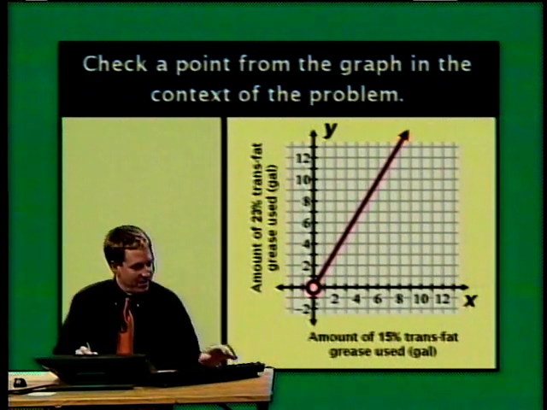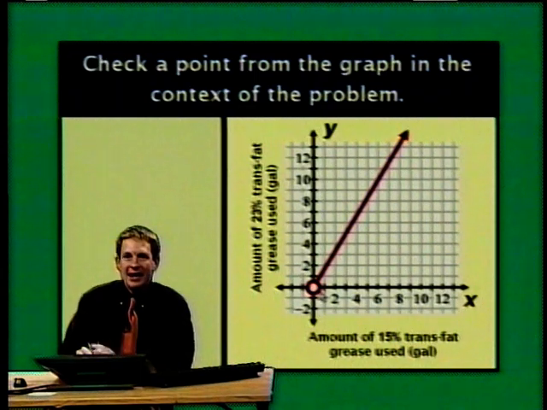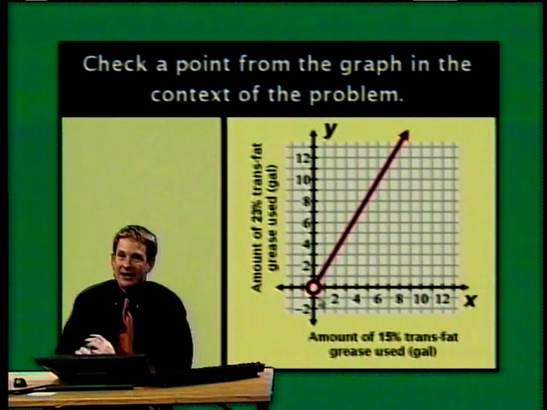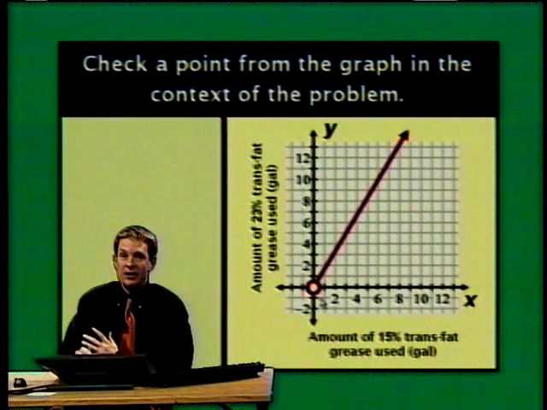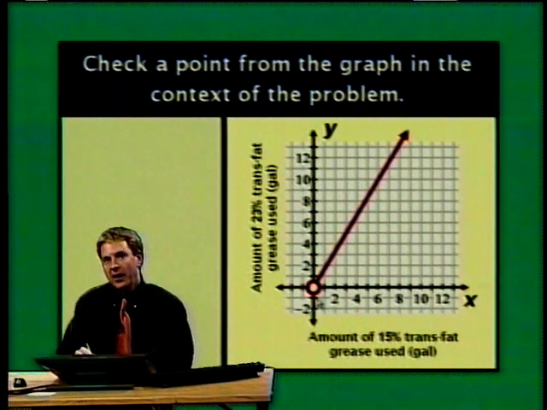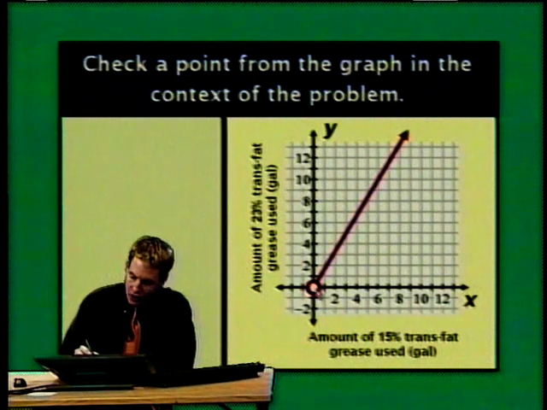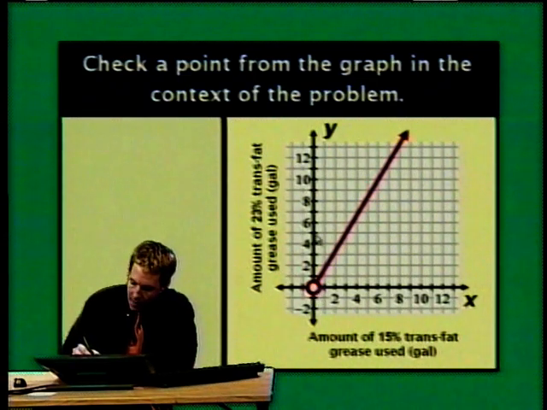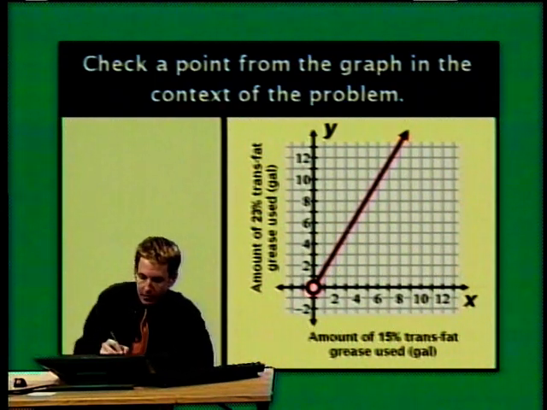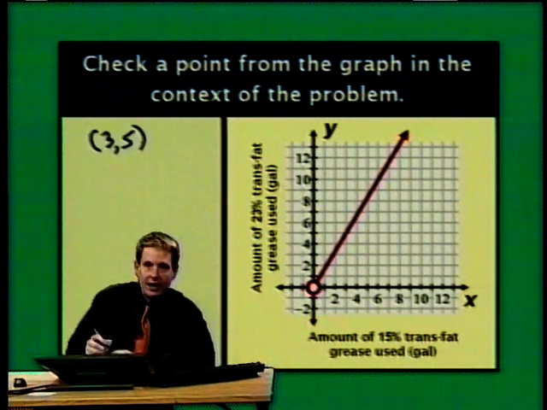Now notice that I've put an open circle at the origin. That's because while the point (0, 0) satisfies the equation y equals 5/3 x, it doesn't really make sense in this problem, in the sense that if he doesn't use any gallons of either type of grease, he's not going to end up with any gallons of 20% grease. But still, I can orient myself from the origin, and I have a slope of 5/3. So if I go up 5 over 3, I end up at the point (3, 5). So I think that I'm going to use the point (3, 5) in my check.